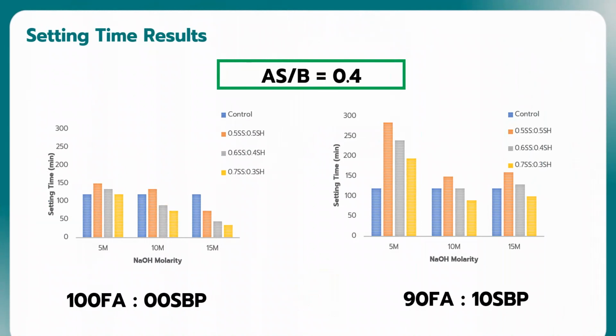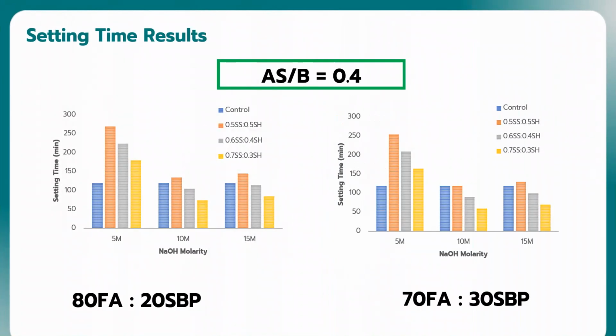Let me detail my setting time findings. For 100% fly ash and 90% fly ash with 10% sugarcane bagasse powder, I found that 5 molarity sodium hydroxide shows the longest setting times, approximately 250 minutes. For 15 molarity sodium hydroxide, it is significantly reduced, approximately 150 minutes. A higher sodium silicate ratio generally shows faster setting.